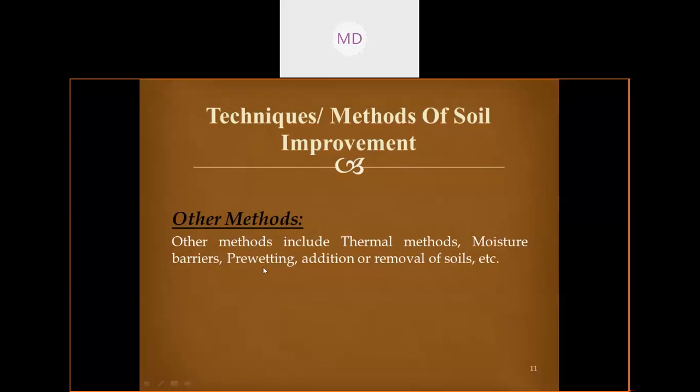Like this, pre-wetting is also another process where the soil is made wet. It is allowed to swell by wetting the soil so that it does not create any problem later on. You can get the details on the net. Very clear details are there. Then addition or removal of soil, already I have told. The weak soil, if the area is less and if the depth is less, can be removed, and in place of that weak soil we can add well compacted materials, well compacted soil.